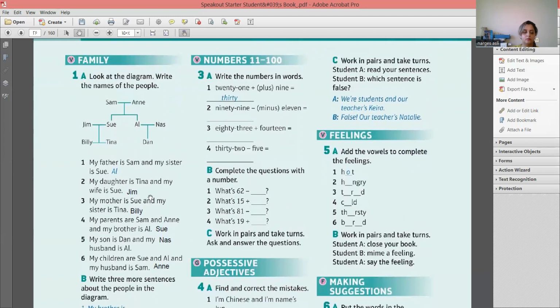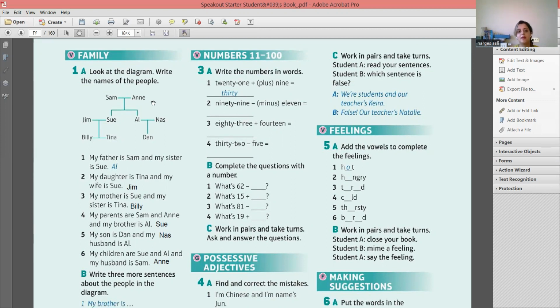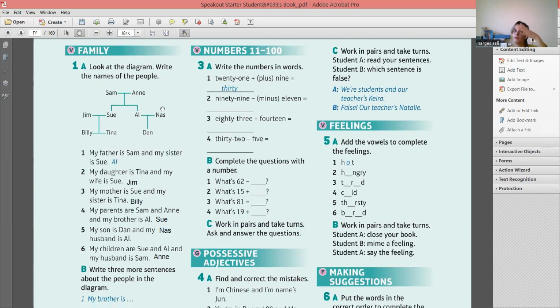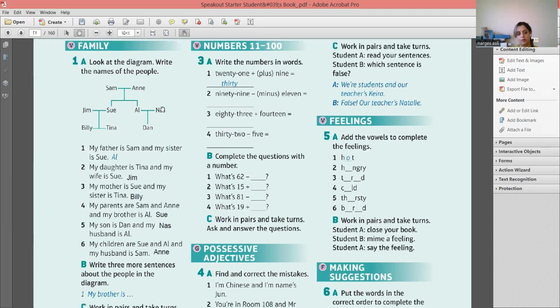خب تموم شد. Father, mother, father, son, daughter, brother, brother or sister, and again, daughter, brothers, children, these are children, and also son. And Sam and Anne could be parents. والدین هم میشن به جای mother and father. ما به اینا میگیم immediate family، family نزدیکمون. اگه فامیلی دورمون باشن میگیم distant family.